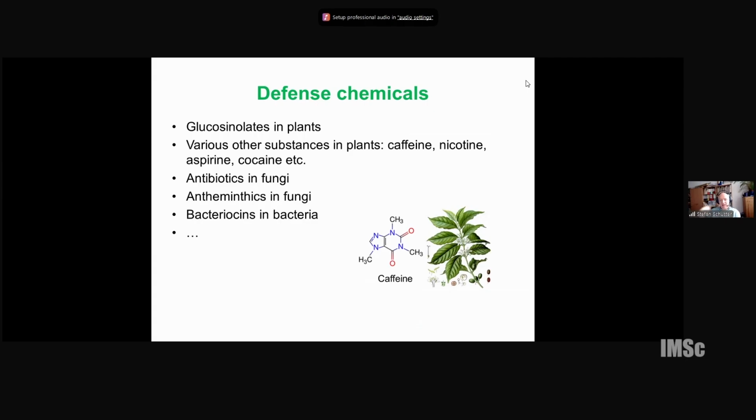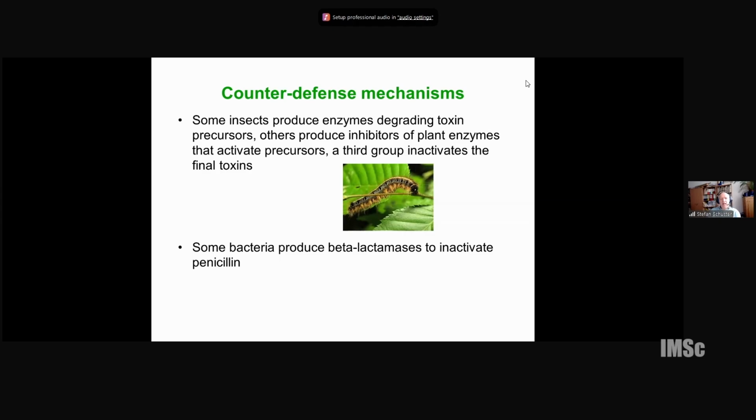There are many examples of defense molecules. And then there are these counter defense mechanisms, namely some or even many insects produce enzymes degrading toxins, but it's a bit more complicated. Often, for example, they can degrade toxin precursors. Often the toxins, for example glucosinolates, are produced in a precursor form, so that the plant does not poison itself. Then other insects produce inhibitors of plant enzymes that activate the precursors. A third group inactivates the final toxins. Then for the antibiotics, there is also a nice example because some bacteria produce enzymes called beta-lactamases, which can inactivate penicillin. Then they are resistant against antibiotics because they inactivate the antibiotics.